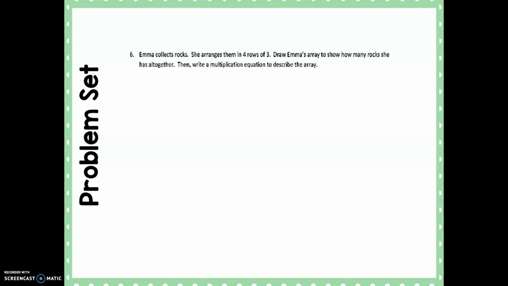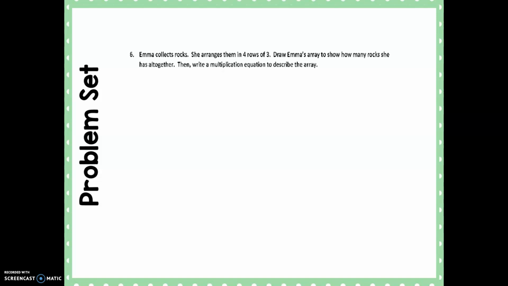So this is number 6. It's a little bit trickier of a problem. It says Emma collects rocks. She arranges them in 4 rows of 3. Draw Emma's array to show how many rocks she has all together. Then write a multiplication equation to describe the array.